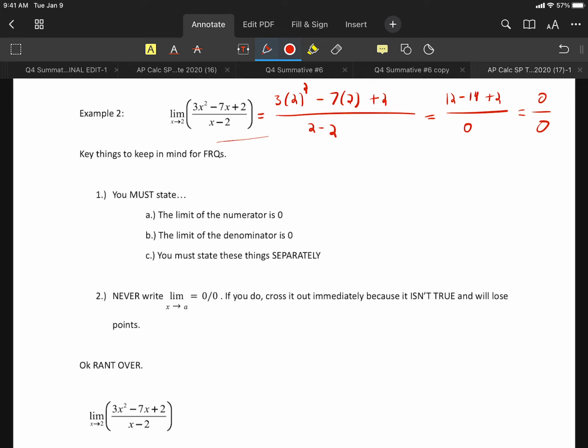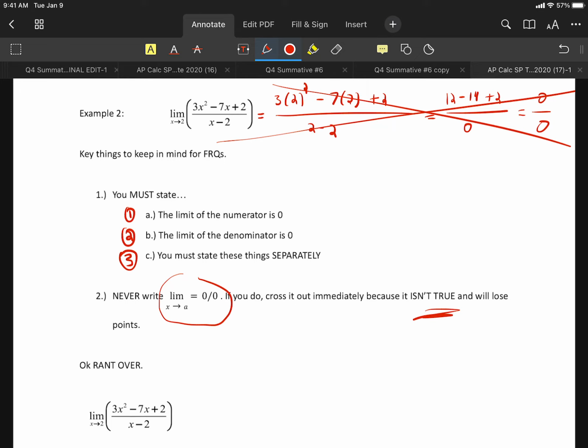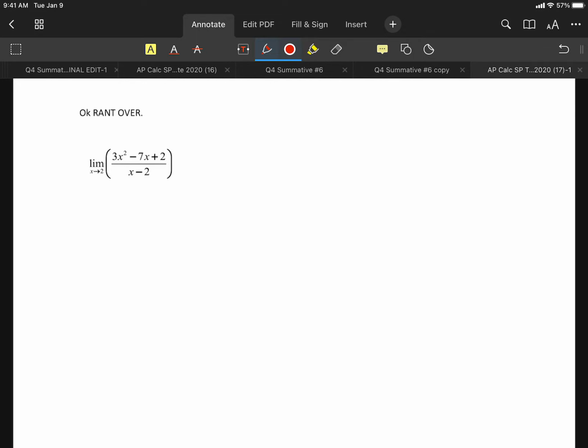Okay, so what I would do here is I would immediately cross all of this out, because now I know this has to be a L'Hopital's rule problem. And so I actually need to, in steps 1, 2, and 3, establish the conditions for L'Hopital's rule. I never write this. I never write the limit equals 0 over 0. Why not? Because it's not true. That's not what the limit is. The limit's going to be a real number, so you want to avoid ever writing something that isn't true. That's kind of the reason why. All right, rant over. So let's do one more of these.